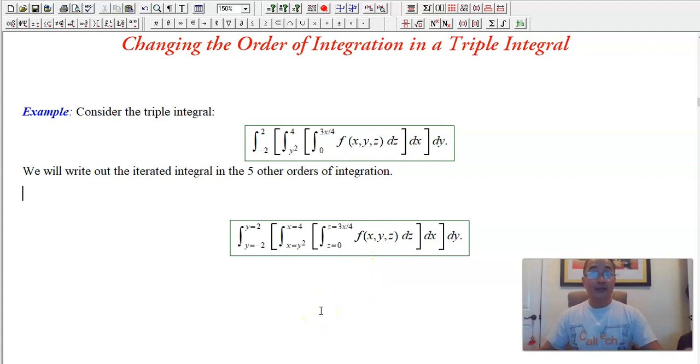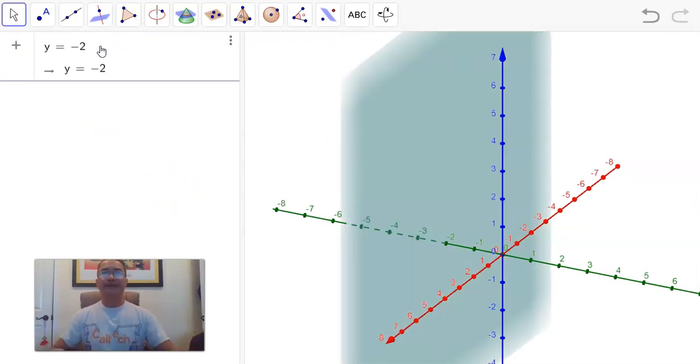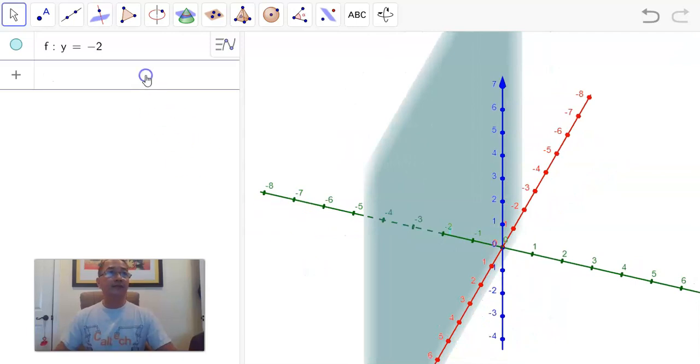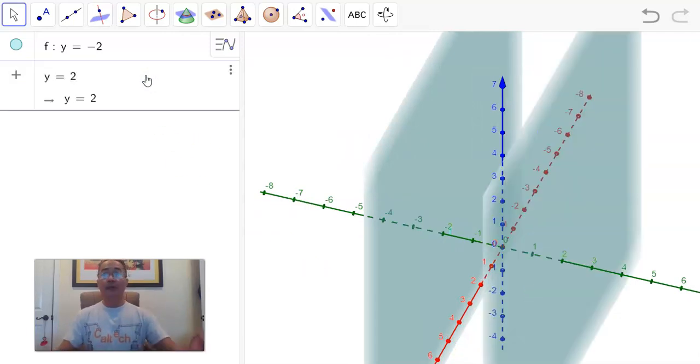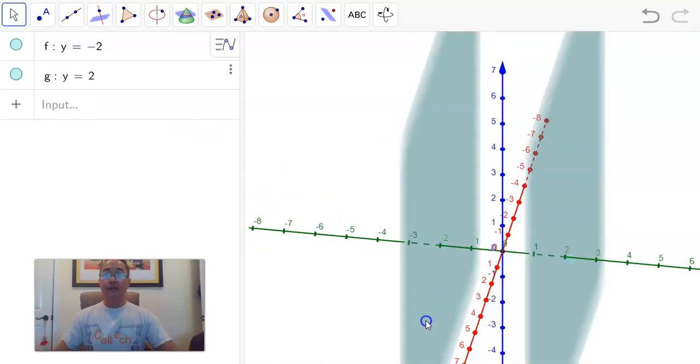Now let's go to GeoGebra, and we're going to draw these three surfaces. All right, there's our standard view. I was a little worried that it would draw a line instead of a plane. There's y equals -2. And then we have y equals 2 over there. So that is our interval for the y.